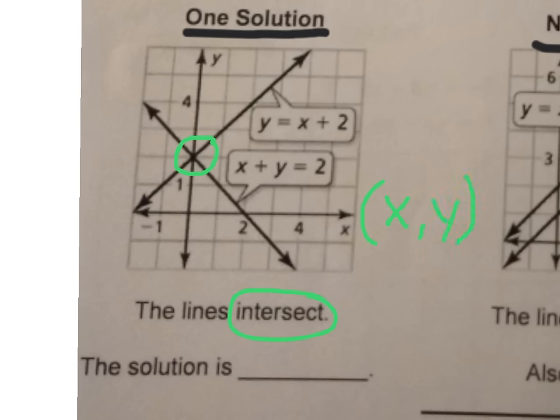This specific solution to this specific system is going to be 0, because we didn't go anywhere on the x-axis, and then up 2, so 2 for the y value. So the solution to this system is (0, 2).